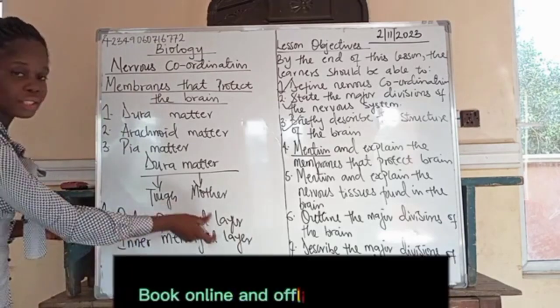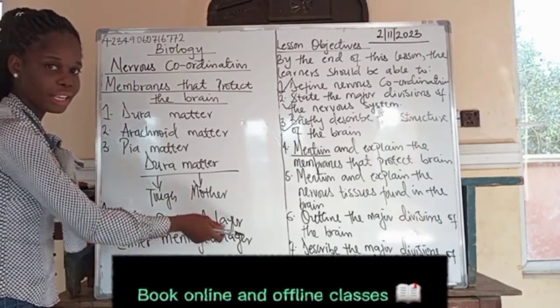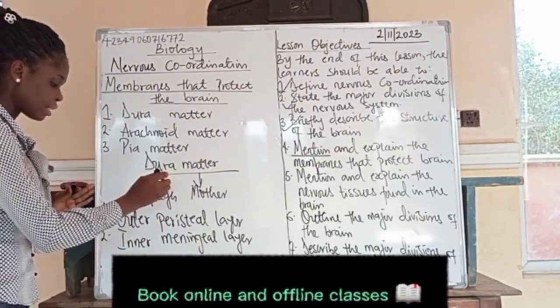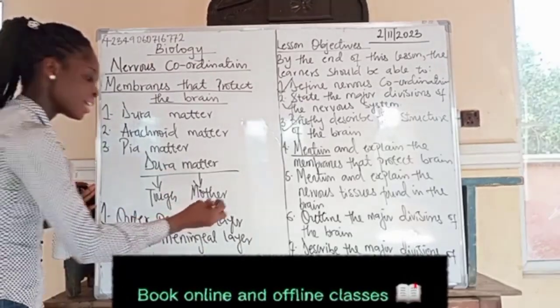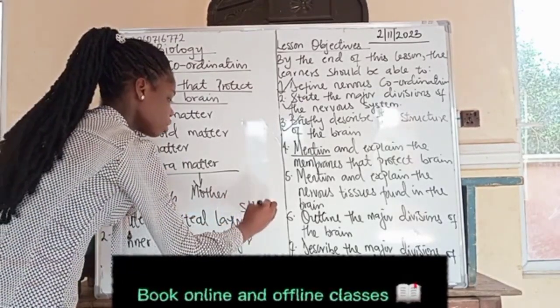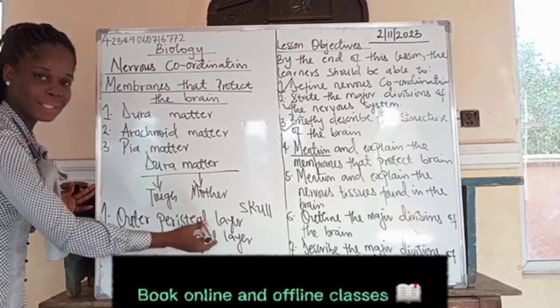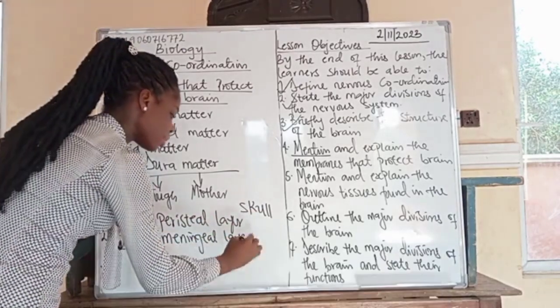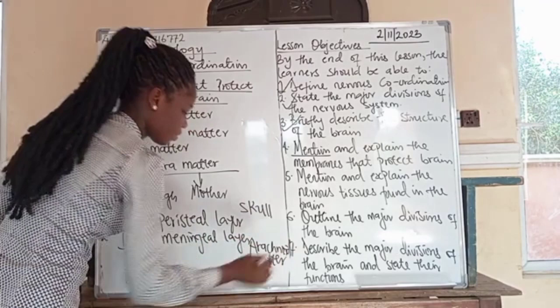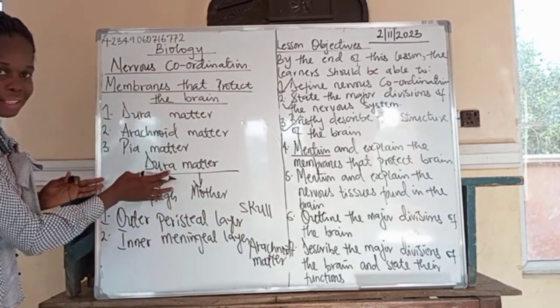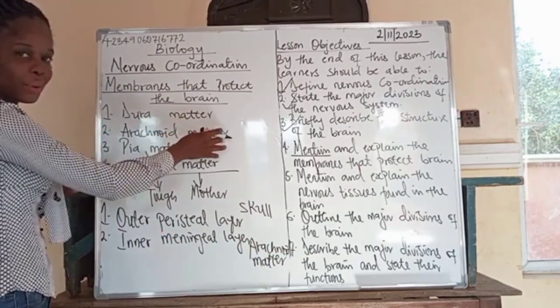The outer periosteal layer and the inner meningeal layer are the two layers of the dura mater. The outer periosteal layer is attached to the skull, while the inner meningeal layer is attached to the arachnoid mater. That is it for the dura mater, and we go over to the arachnoid mater.